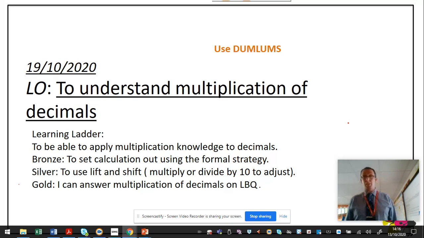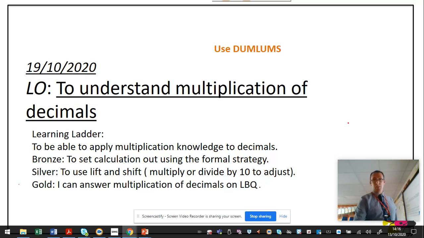So today we're looking at how to understand multiplication of decimals. Our learning ladder: to be successful, we need to be able to apply our multiplication knowledge to decimals, to be able to set the calculation out using the formal strategy, to use lift and shift, which means multiply or divide by 10 to adjust, okay? And then obviously answering the multiplication of decimals on our LBQ.